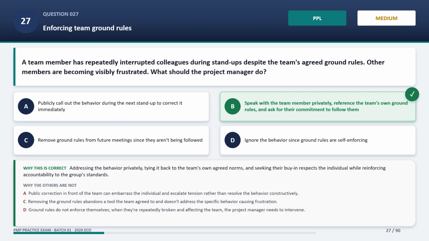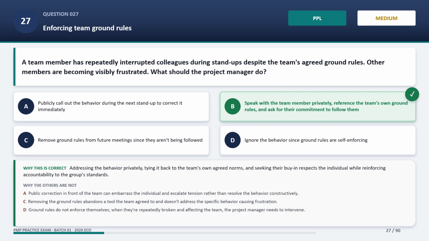Publicly call out the behavior during the next stand-up to correct it immediately is incorrect. Public correction in front of the team can embarrass the individual and escalate tension rather than resolve the behavior constructively. Remove ground rules from future meetings since they aren't being followed is incorrect. Removing the ground rules abandons a tool the team agreed to and doesn't address the specific behavior causing frustration.